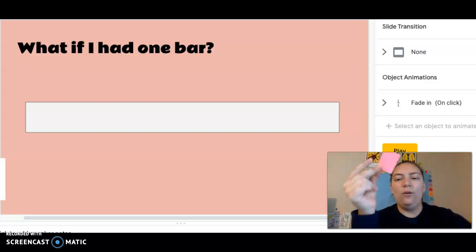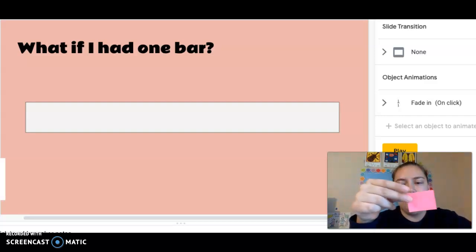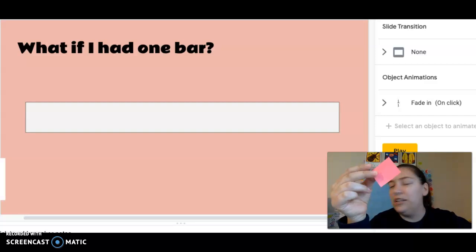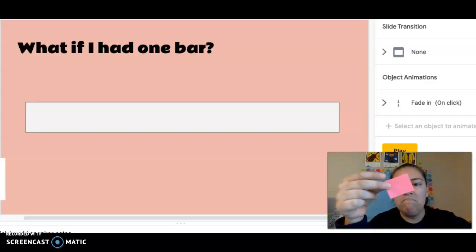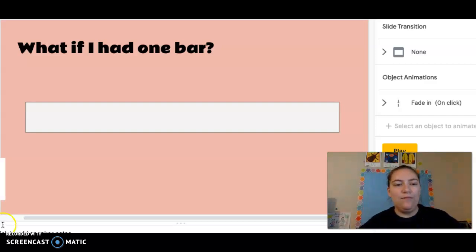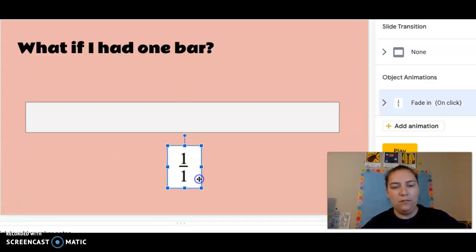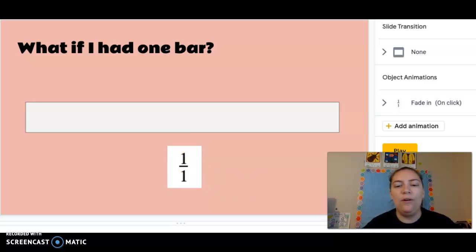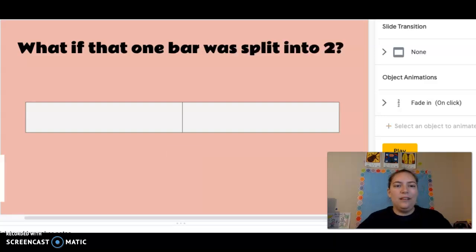Good. So our part goes on the top, our whole goes on the bottom. So what is the whole of this piece of paper? The whole thing is just one piece of paper. So our fraction for this bar would be 1 over 1. 1 part over 1 whole, which just means 1. Remember, anytime you have the same number on top as on the bottom, it's a whole number, 1. Good.